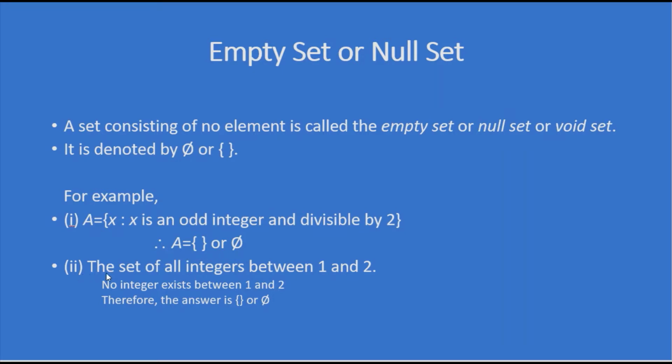The second one is the set of all integers between 1 and 2. No integer exists between 1 and 2. There is no number between 1 and 2. So, the answer is empty set or null set.